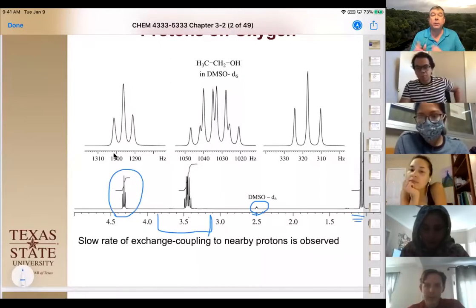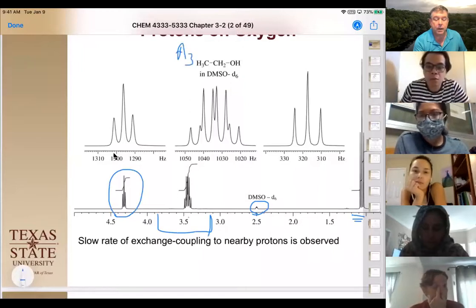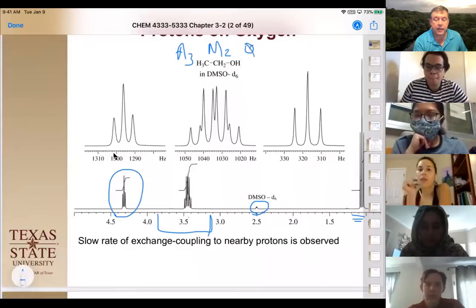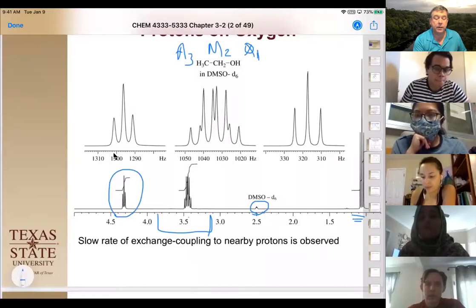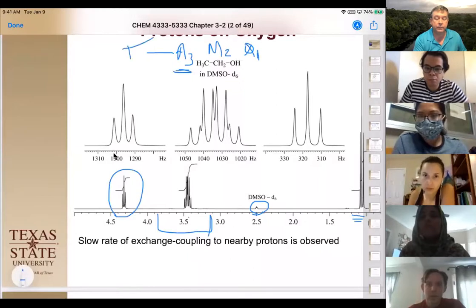So let's go back to our Pople notation. We have an A3 on this side. Our middle one is going to be the M2. And then we have an X1 right here. So if there's no coupling with oxygen, we expect a triplet here, split by the 2 neighboring hydrogens. And if we didn't have splitting from the OH, we should get a quartet here and a singlet here.